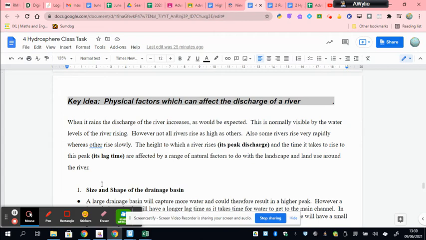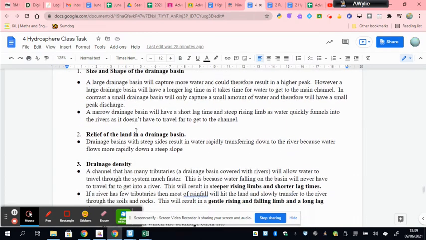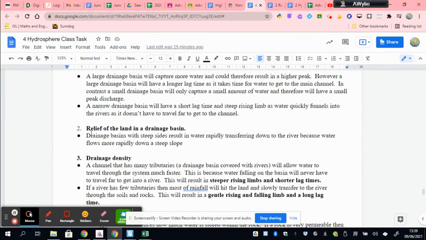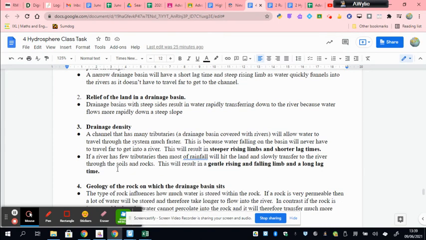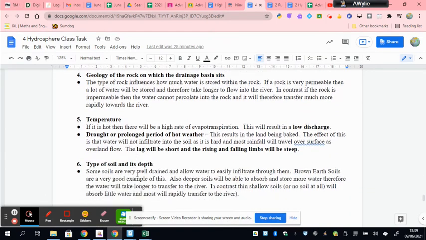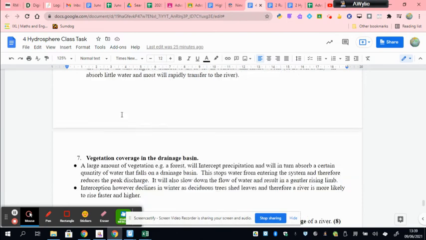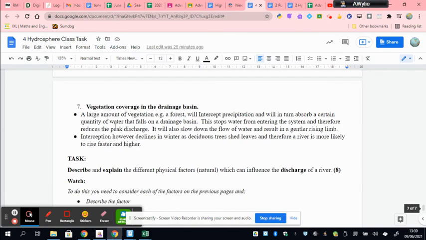There are a range of factors that are important to consider, and these are what I'm going to focus on. So we have size and shape of the drainage basin, the surrounding relief or the gradient of the land, the drainage density, the geology of the rocks in the surrounding landscape, the temperature, the type of soils and the depth of the soils in the surrounding landscape, and probably most importantly, the vegetation cover in the surrounding landscape.